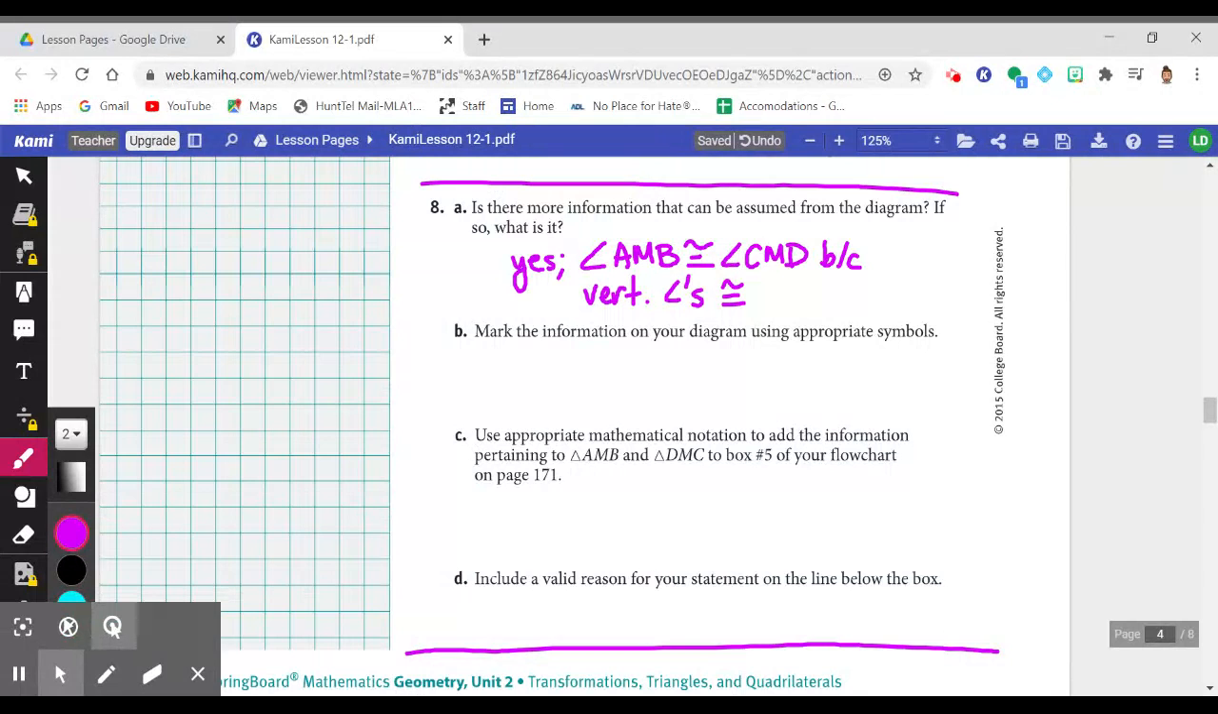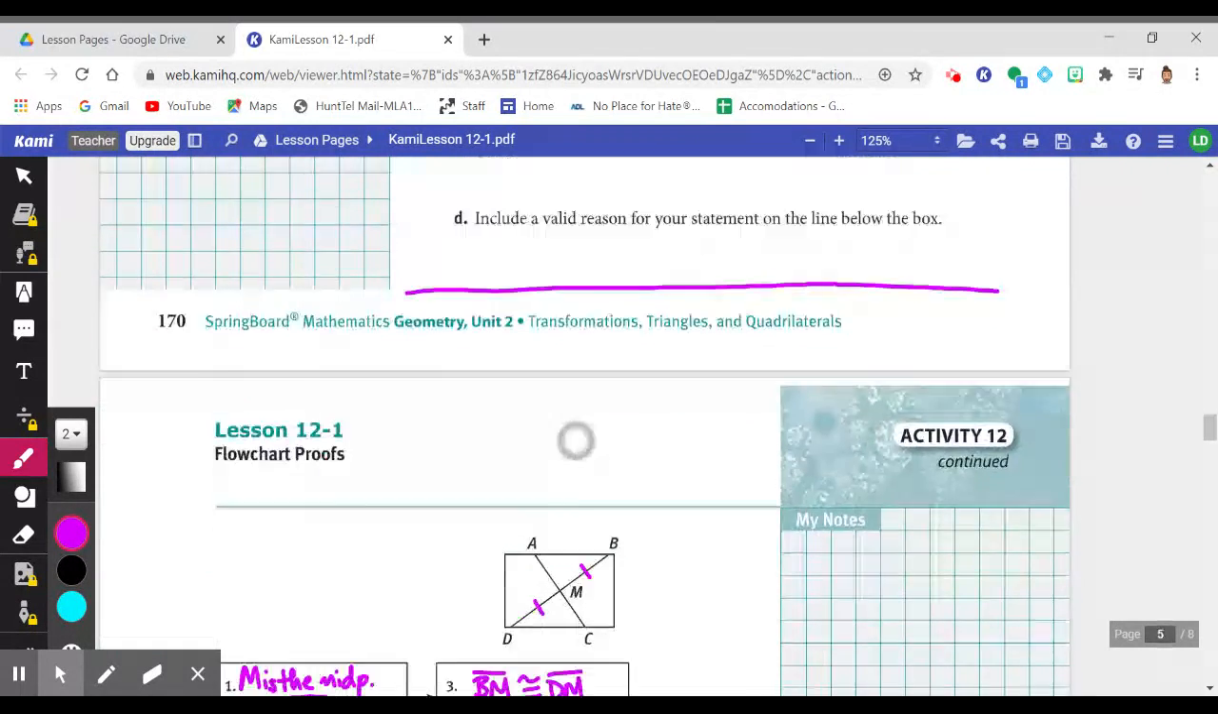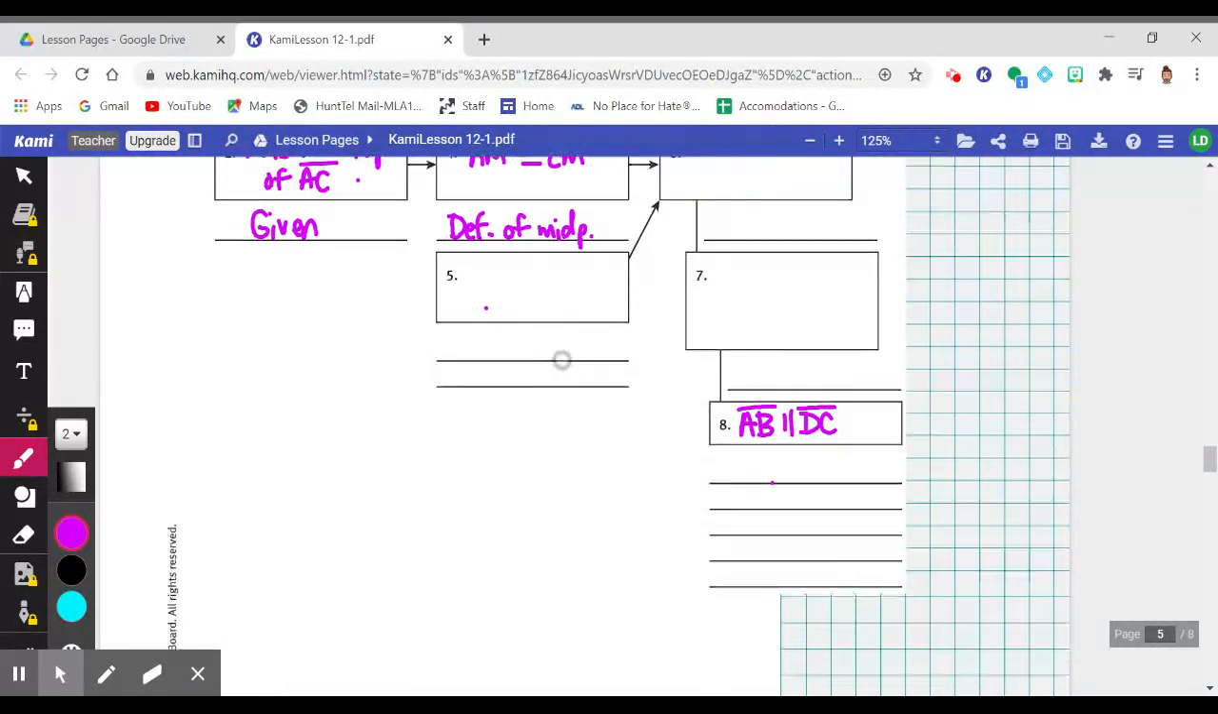So the information that we had to assume from the diagram, and not necessarily just make a false assumption based on something we learned, is that angle AMB and angle CMD are congruent because they're vertical angles, and the theorem tells us they're congruent. So now let's go and mark that for number 5. Angle AMB is congruent to angle CMD because of the vertical angles theorem, which states vertical angles are congruent.